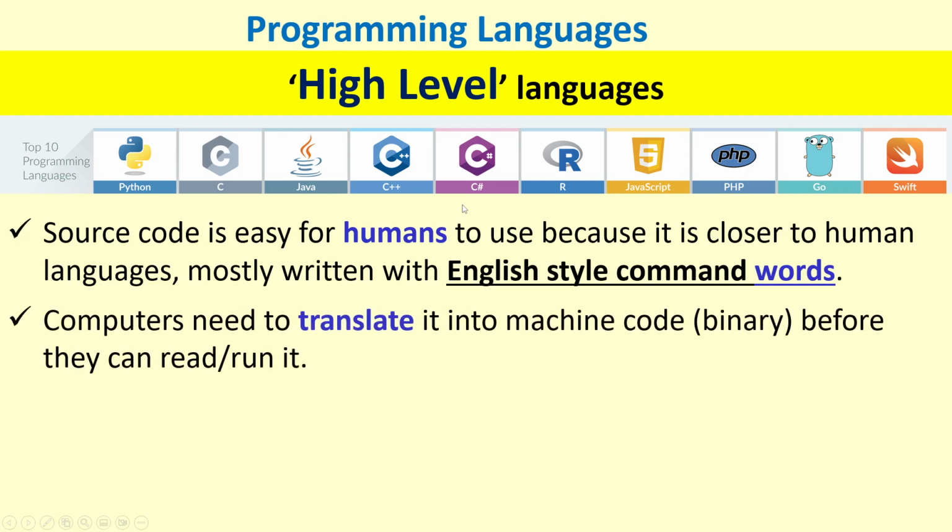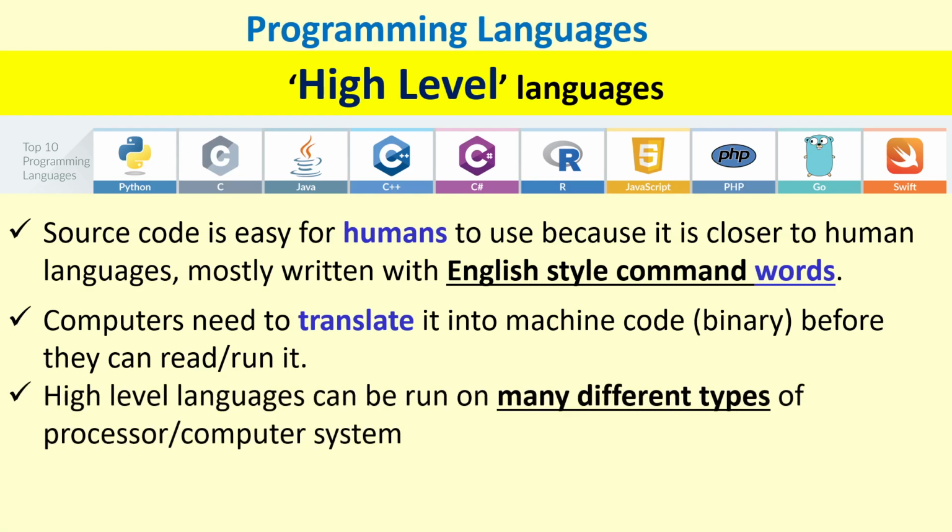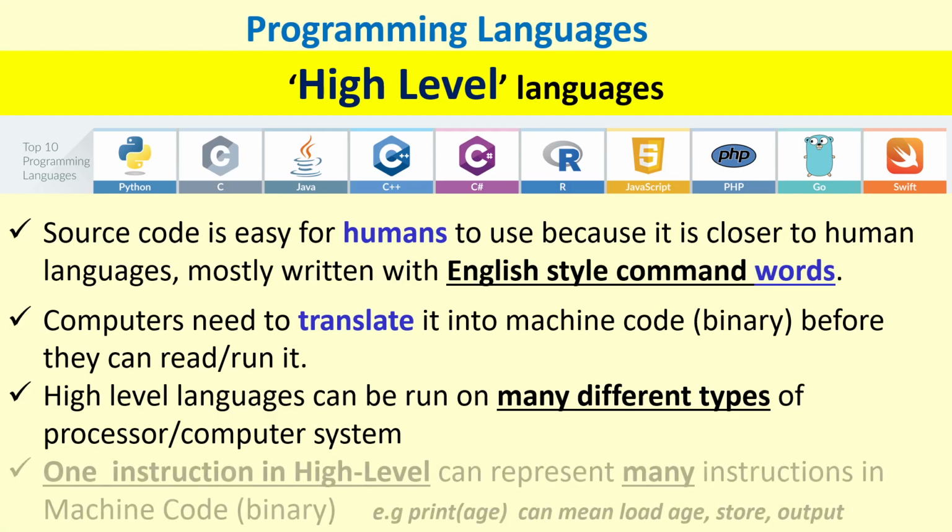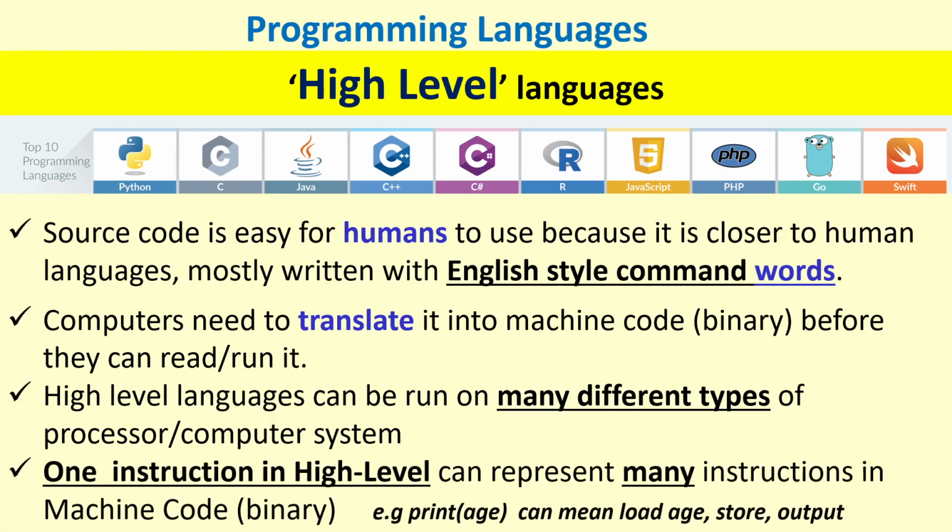However, computers need to translate it into machine code, binary, before it can read it. They have to be translated. High-level language, however, can be run on many different types of computers and processors. You can write it in one language and run it on many different types. And one instruction at high level can mean many different things at machine code level, binary level. The word print, for example, could mean lots of different things when it runs. One instruction, many at low level.